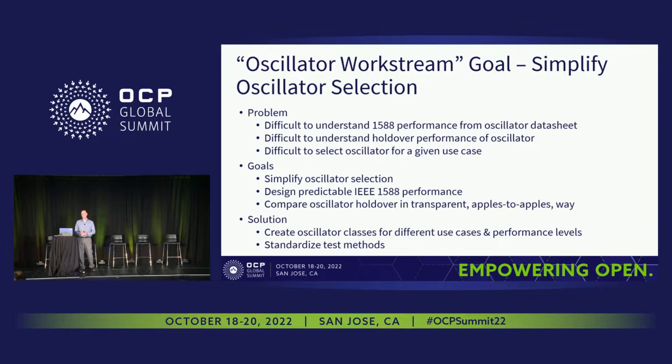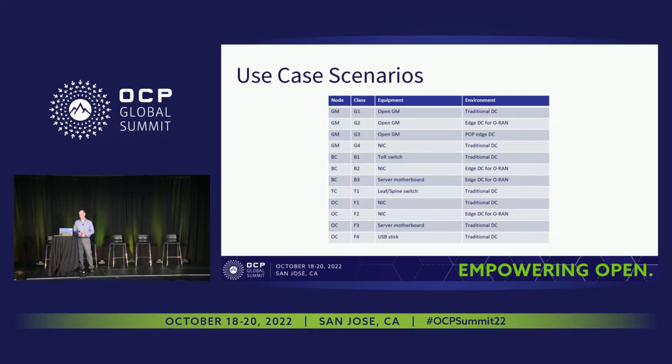And so the goal of this workstream is to create oscillator classes for different use cases, but not only create the classes, but create the test methods to verify performance for each one of those classes. Standardizing the test methods is an area that we're getting into now. When we started the workstream, there were many different use case scenarios. The ones that we've started on so far are the ones that have been adopted to date, which is the grandmaster, typically satisfied by an atomic clock, and then the transparent clock and the ordinary clock.